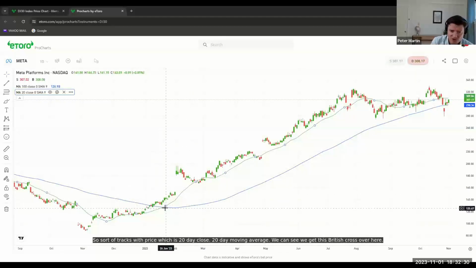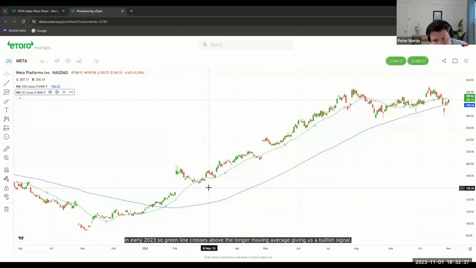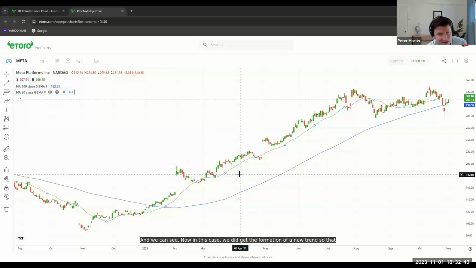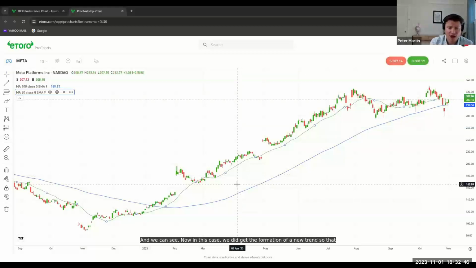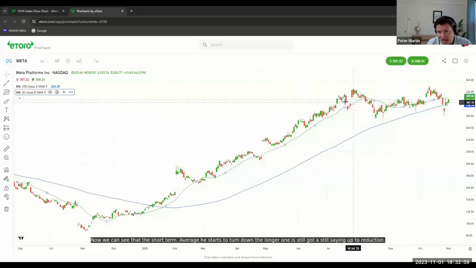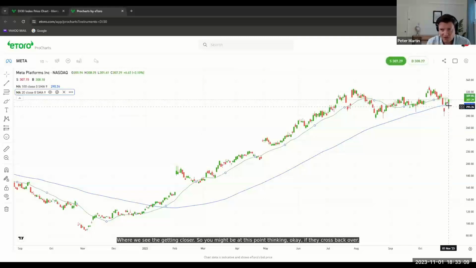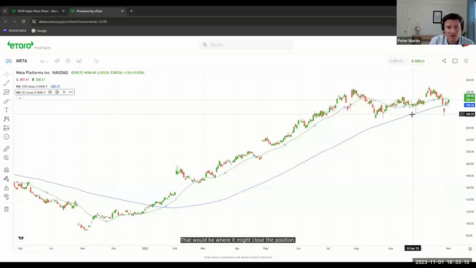And we can see we get this bullish crossover here in early 2023. The green line crosses above the longer moving average, giving us a bullish signal. And in this case, we did get the formation of a new trend. We got the breakout and then a new uptrend formed and persisted for a long, long time. Now we can see that the shorter term moving average has started to turn down. The longer one is still saying uptrend, uptrend, but we can see they're getting closer. So you might be at this point thinking, okay, if they cross back over, that would be where we might close the position.